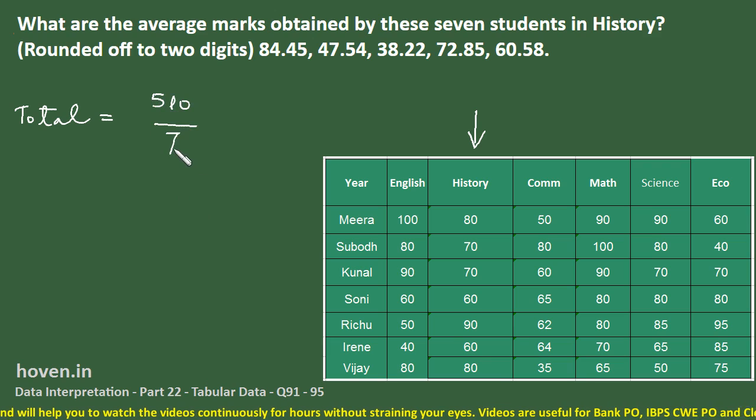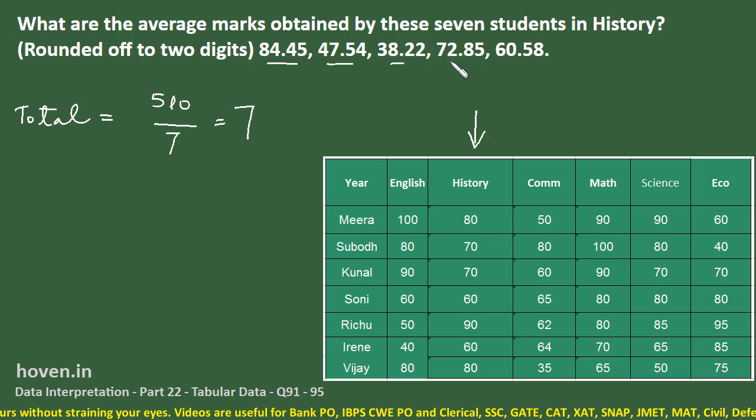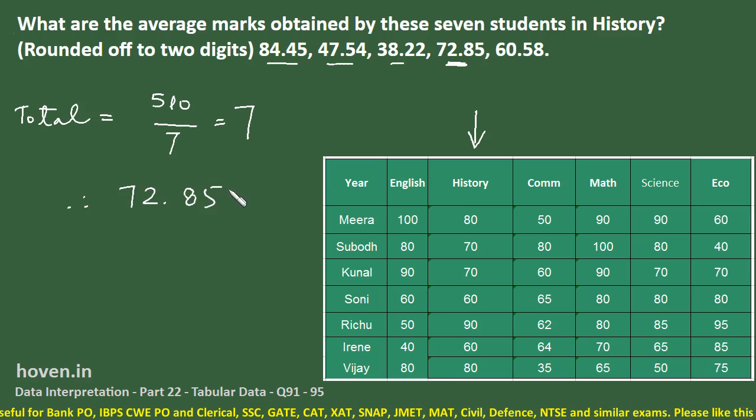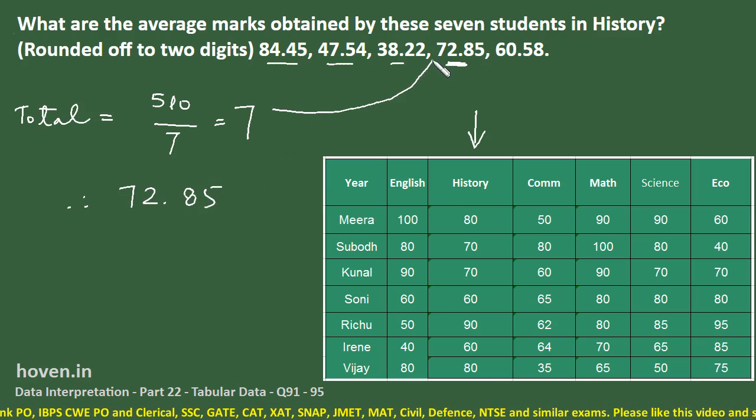When you perform the division, you can see that 7 into 7 will be 49. So, the first digit will be 7. From the options you can check, only this one is starting with 7. Therefore, 72.85 is the required answer.